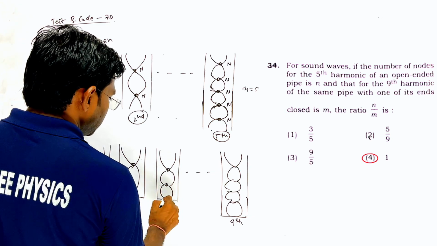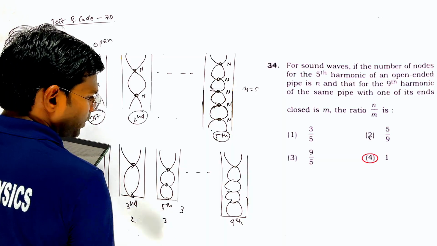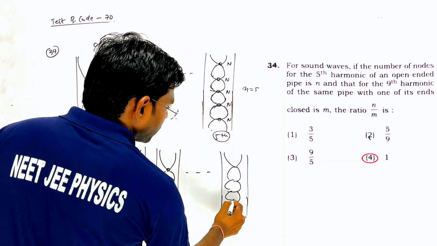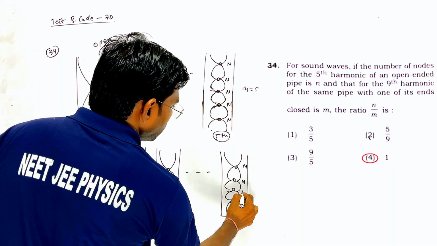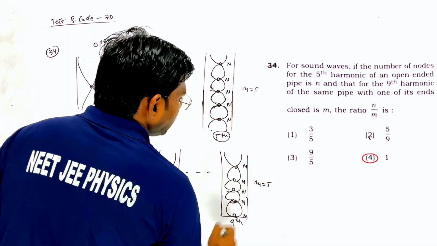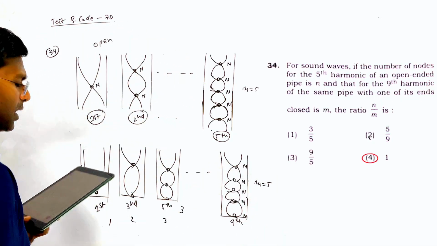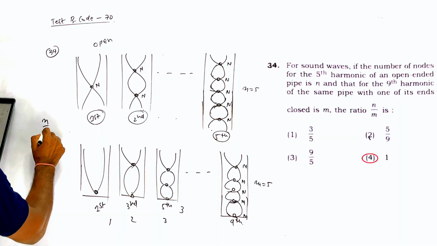These are what? Say 3 nodes: 1, 2, 3 nodes, right? In the ninth harmonic, 1, 2, 3, 4, 5 nodes. So again there are 5 nodes in the ninth harmonic. What they are asking is the ratio n by m.